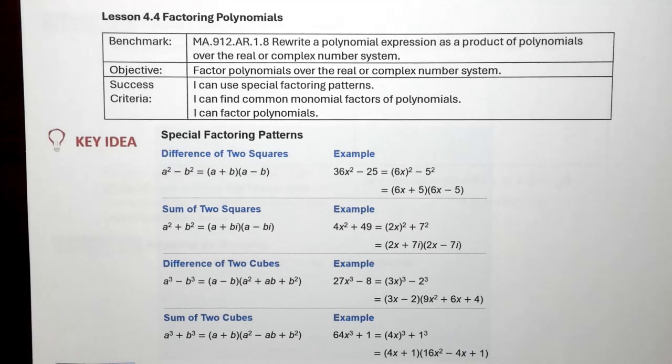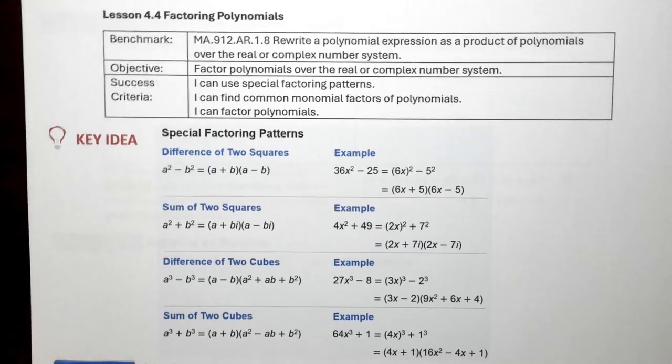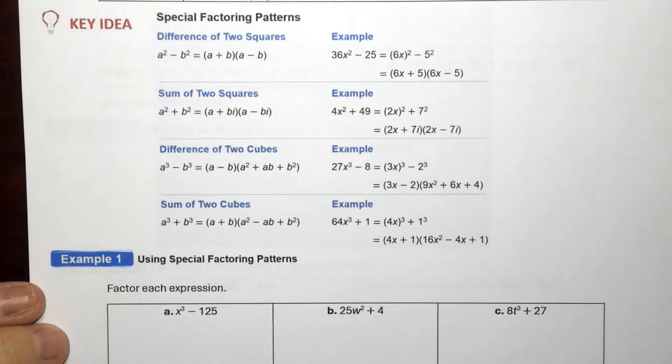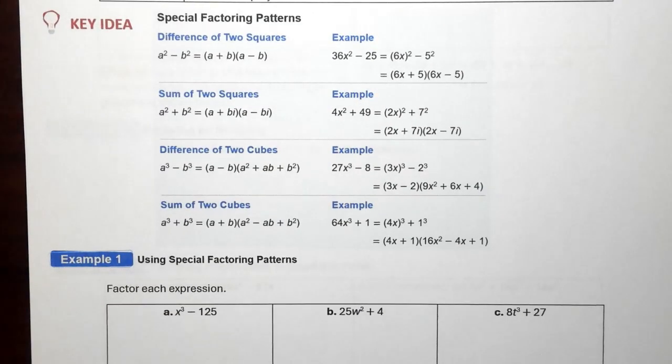And then our success criteria is, by the end of this, you should be able to say, I can use special factoring patterns, I can find common monomial factors of polynomials, I can factor polynomials. Alright, so starting off, this key idea is going to be very helpful. It gives us different ways that you can factor based on patterns, and I do have these up in the classroom as well. But this is something you're going to need to reference as you're doing your practice. Alright, so let's just dive into example 1 and see how these are helpful.